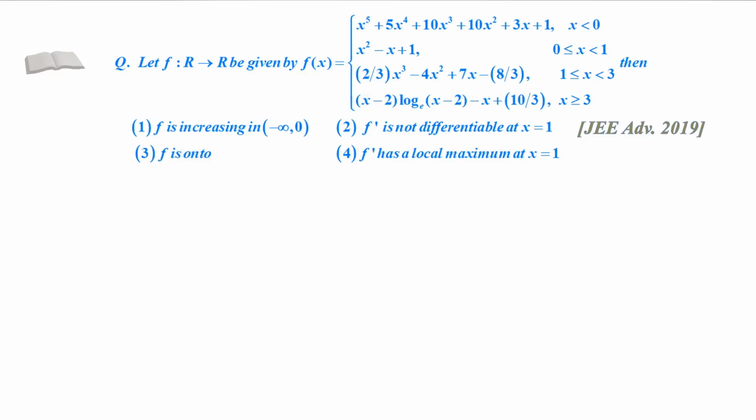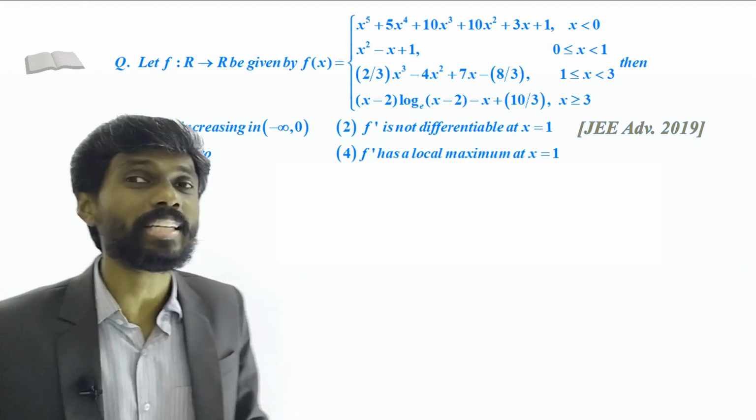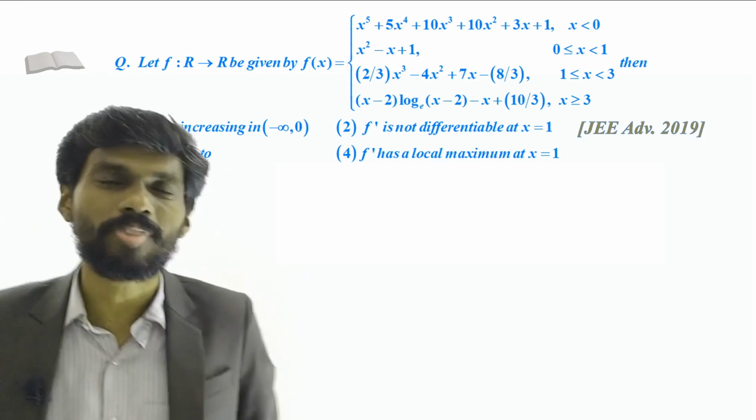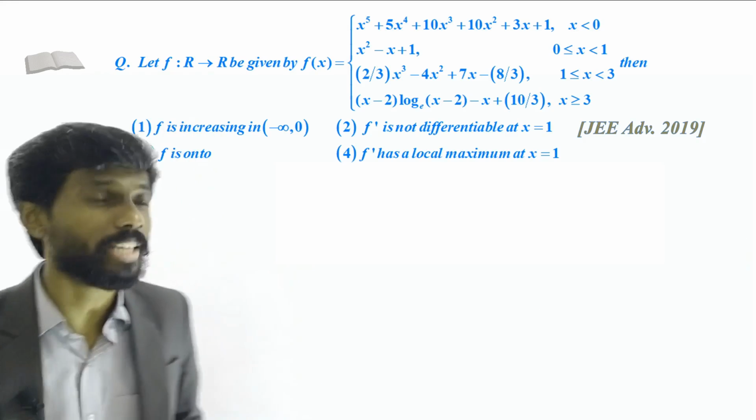Which of the following options are correct about the function given below? Here the function f of x is given in different intervals. We have to first find the derivative of the function. How will you find the derivative of this function? You simply have to differentiate each of these expressions given in the question. Not to waste time, I've kept the derivative of the function ready-made.